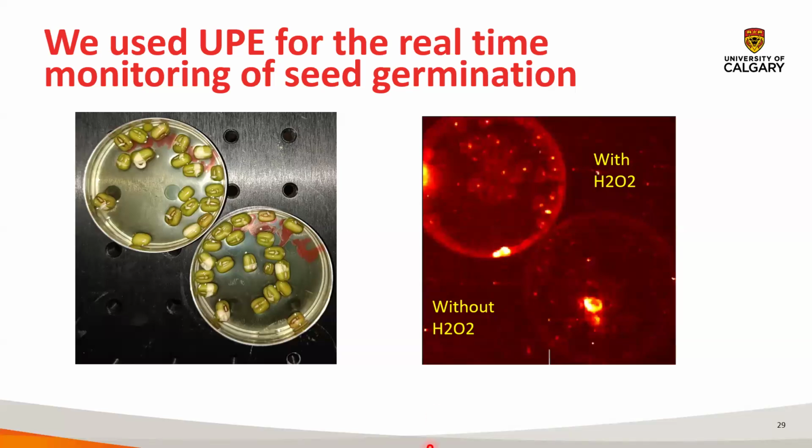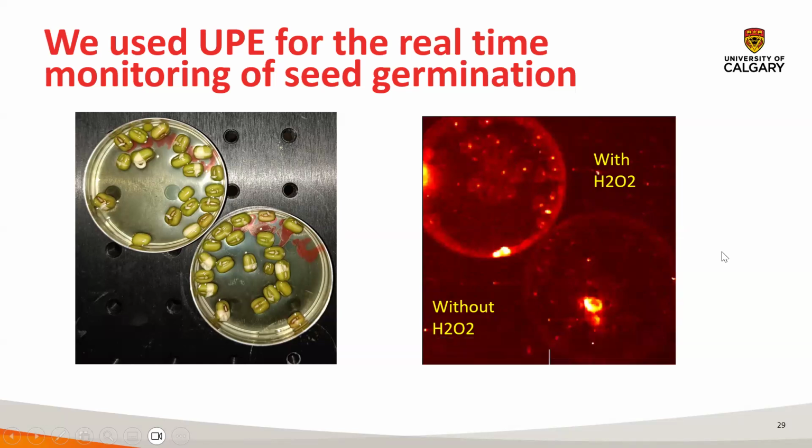So we use UPE to monitor the real-time germination of seeds. Usually people have done this with a photomultiplier tube, but our work is all the first instances of this being done on the camera, where it's in a video format. Let me just play this video here. Before I play the video, I'll describe what's going on here. There are two dishes of seeds, one treated with H2O2, and one without H2O2.